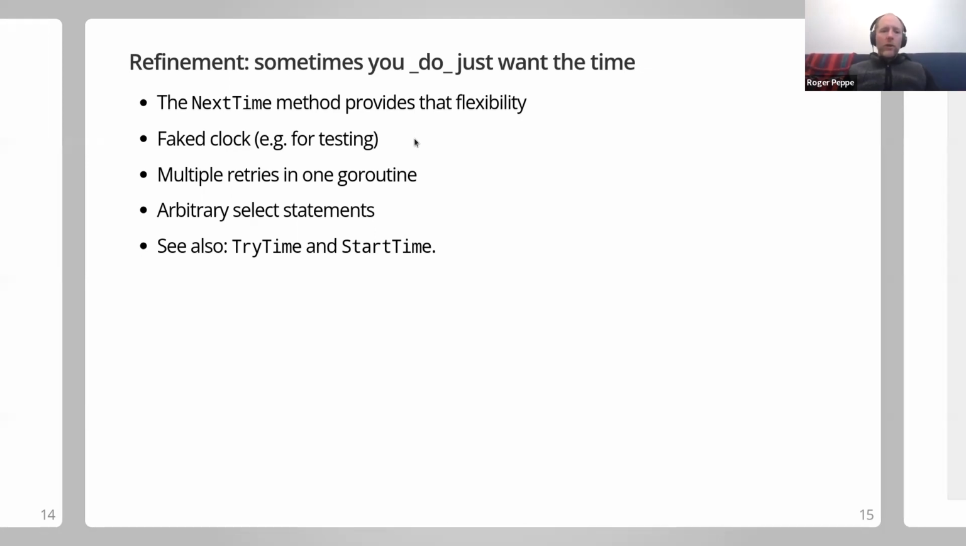So next time just returns you the time you need to sleep until, and then you can make use of that information. It doesn't actually sleep itself. It means that if you've got a select statement which is waiting on more than just the stop channel or the done channel, you can do that as well. There are also a couple more methods: try time basically returns exactly what next time just returned, but it doesn't keep updating it, and start time tells you when the loop started, which could be useful for some kinds of calculation, I think.